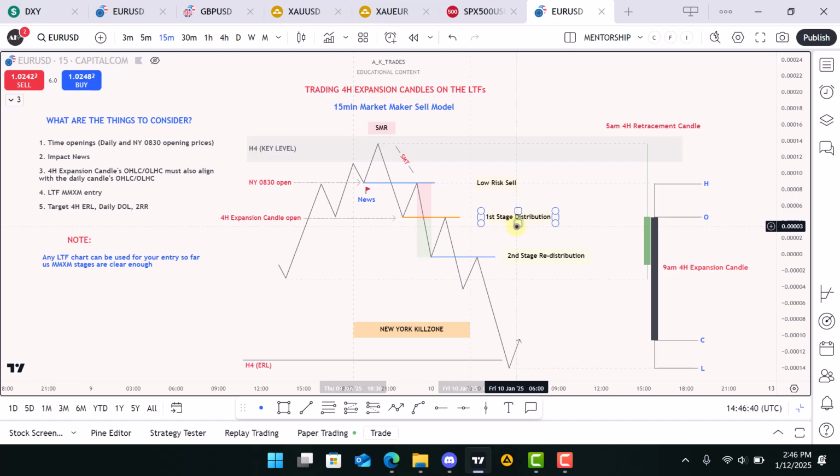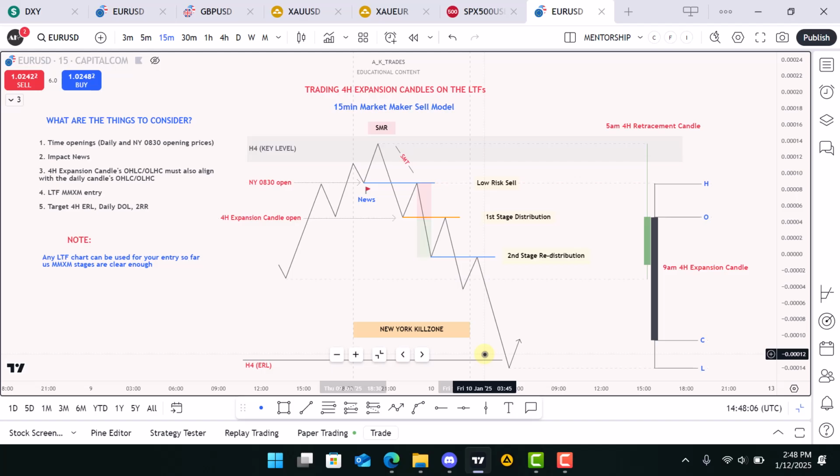Now, if I want, after an order block has been created after the first change in state of delivery, I can also seek to enter with my second stage redistribution. That will be my ICT silver bullet entry, targeting a 2-hour or also the 4-hour external range liquidity or the daily draw on liquidity.